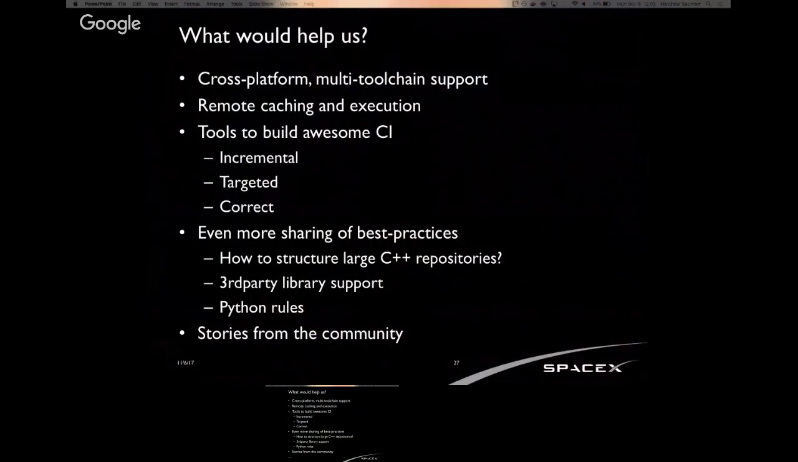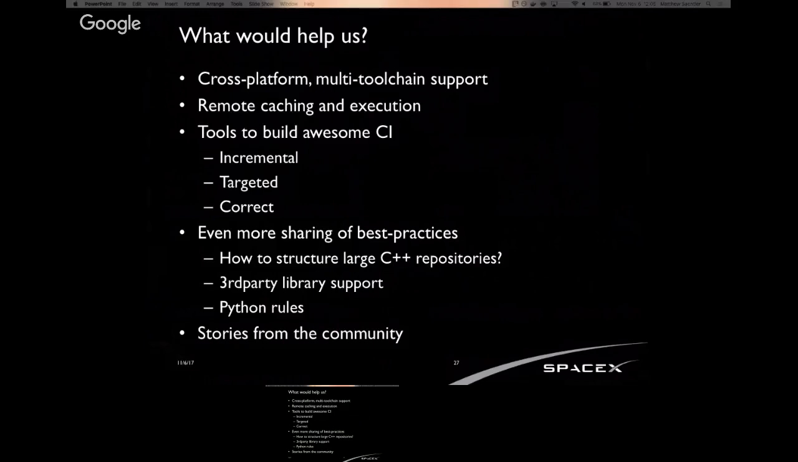So a couple things are on our minds, particularly about what would help us. First, 2 things straight off the roadmap, straight off the conference agenda here. Cross-platform multi-toolchain support. We're definitely a big use case there. We have a lot of different toolchains, a lot of different platforms. Luckily, not worrying about mobile devices or Windows or Mac. It's all Linux, but we do have a lot of CPU architectures. Remote caching and execution is going to be awesome when we are able to incorporate that. So we're really excited to learn more about that.